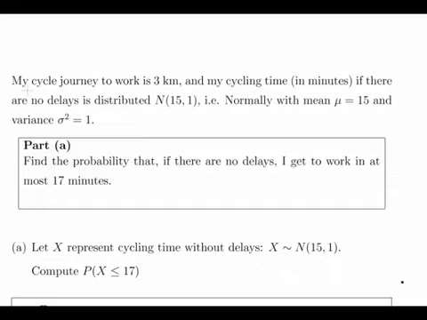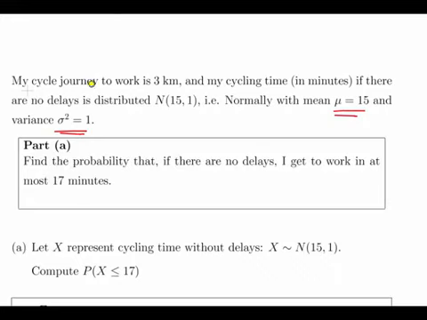Okay, this is about the normal distribution. My cycle journey to work is 3 kilometers and my cycling time in minutes, if there are no delays, is normally distributed with a mean of 15 minutes, mu is equal to 15, and a variance of sigma squared equal to 1.